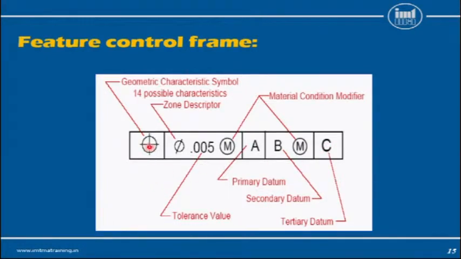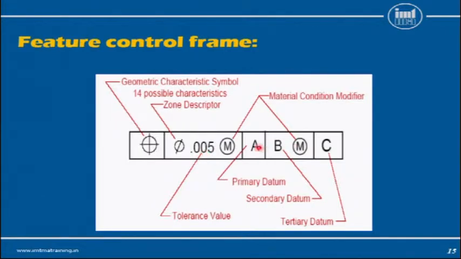Irrespective of the symbol, the first compartment always should contain the parameter symbol, one of the 14 main symbols we have seen in the previous slide. The second compartment should contain the value of the tolerance either in millimeters or in inch units depending upon the overall unit of the drawing. If the entire drawing is in metric units, the value of the tolerance has to be in millimeter. If the entire drawing is in inches, then the value of the parameter should be in inches.